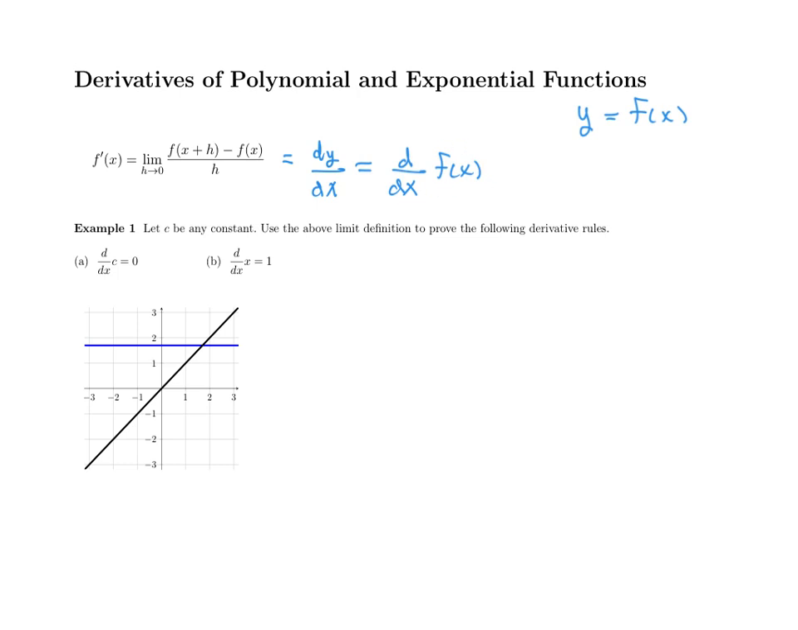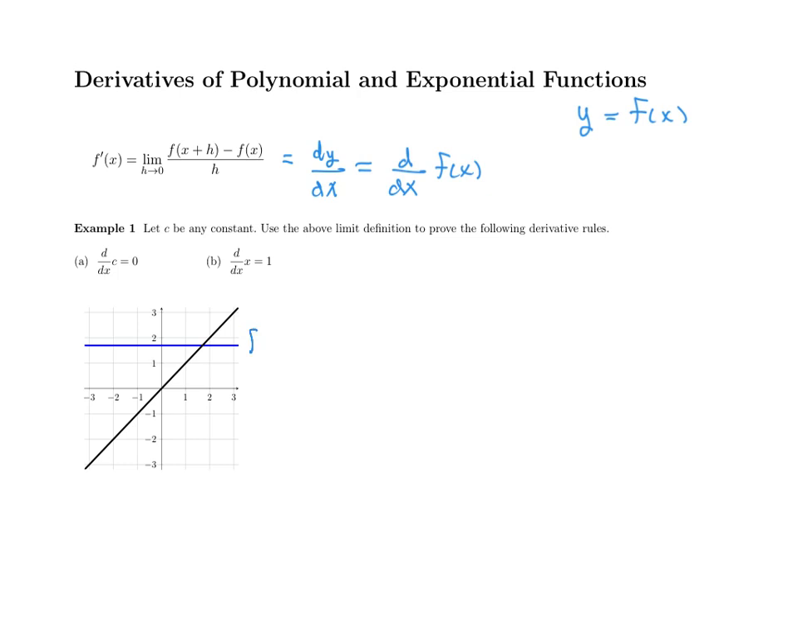In example 1, I want to use this limit definition to prove these two rules, that the derivative of a constant is equal to 0, and if you take the derivative of just x, you will get 1. Starting with the derivative of a constant equaling 0, I'd like to justify this by looking at a graph of a constant function, which will be something like this blue line here.